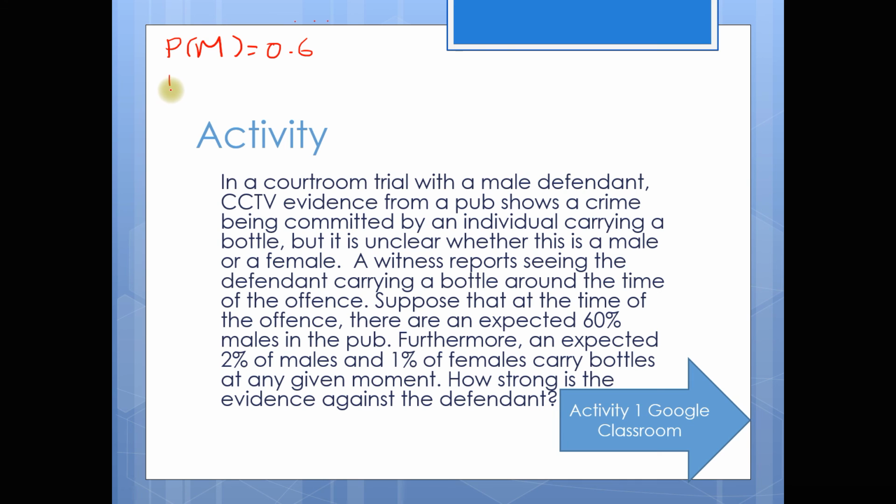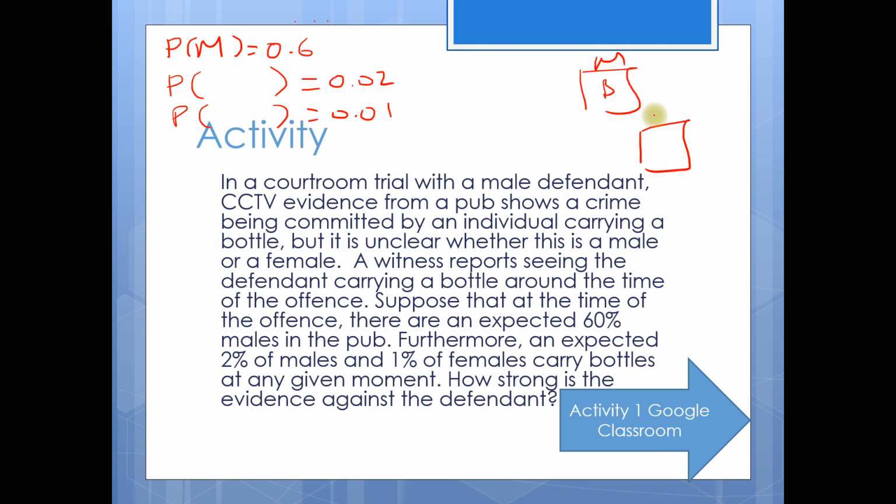Furthermore, an expected 2% of males carry a bottle. What does this mean in terms of probability notation? What is it saying when it says, furthermore, an expected 2% of males carry a bottle? So among males, you are looking at those carrying a bottle, but you are not saying among those who carry a bottle, how many are male. No. Neither are you saying how many are males carrying a bottle. There is a difference.